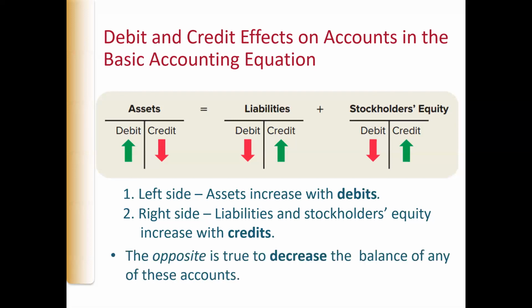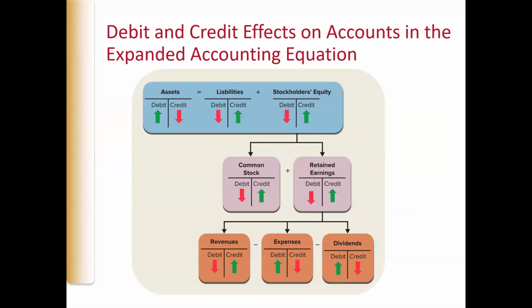So know this. Since assets are on the left side of the accounting equation, we debit those assets to increase. Since liabilities and stockholders' equity are on the right side of the accounting equation, we credit those accounts to increase. Now you see this one. This just expands it even more.